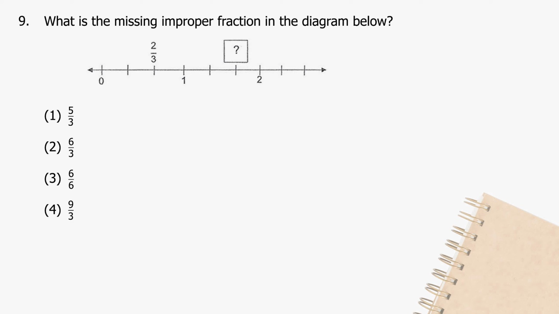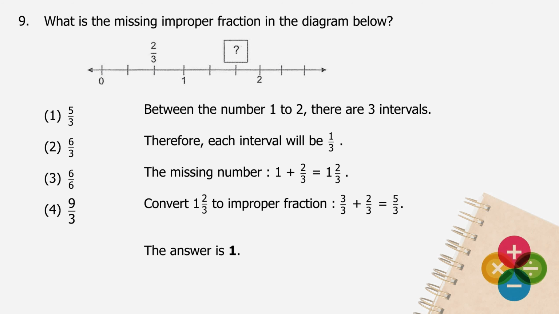Question 9. What is the missing improper fraction in the diagram below? Between the numbers 1 and 2, there are 3 intervals. Therefore, each interval will be 1/3. The missing number will be 1 added to 2/3, and the sum is 1 and 2/3. Convert 1 and 2/3 to an improper fraction: add 3/3 to 2/3, and the sum is 5/3. The answer is 1.